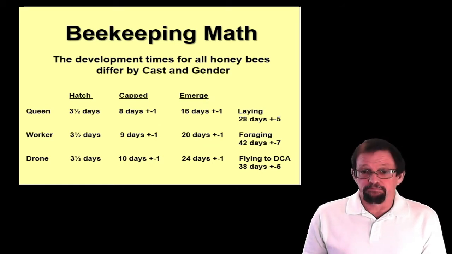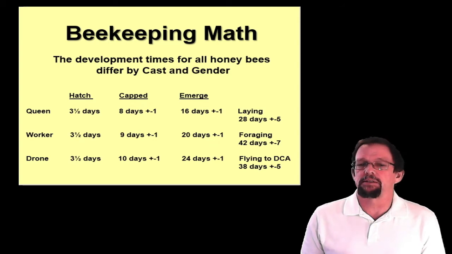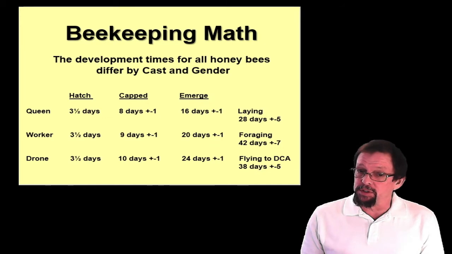The worker. The egg is laid, day 3.5 hatches, and at day 9, the larva is capped for the worker, and day 20, the new worker emerges. And around day 42, they should be out foraging for nectar and pollen. The drone. The egg is laid, day 3.5 it hatches, day 10 the larva is capped, day 24 the drone emerges, and around day 38 the drone should be headed to the drone congregation area for mating with virgin queens on the nuptial flight.